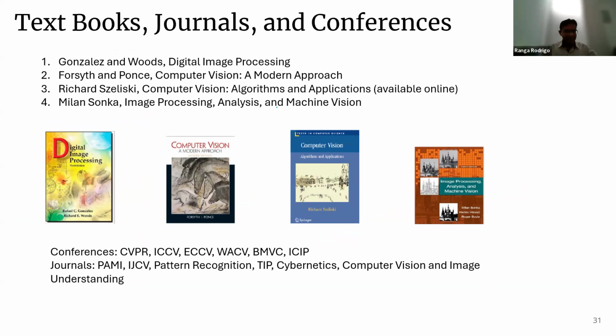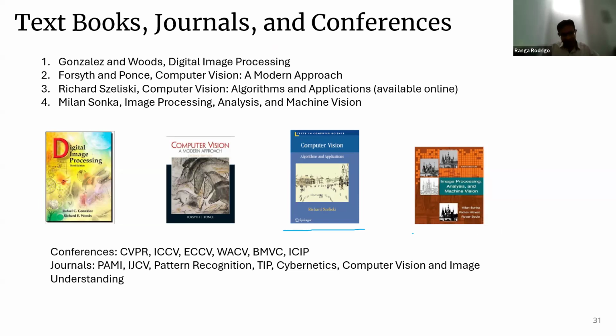These are the books. The first book, Gonzalez and Woods, Digital Image Processing. It's a very good book if you want to learn image processing. And then you have Forsyth and Ponce, Computer Vision: A Modern Approach. It's a good book for both, mainly for computer vision. Then Richard Szeliski's Computer Vision: Algorithms and Applications. It's available online. It's an advanced book. It talks about current research also to some extent.